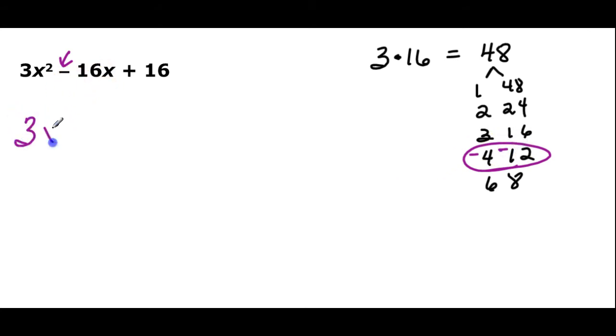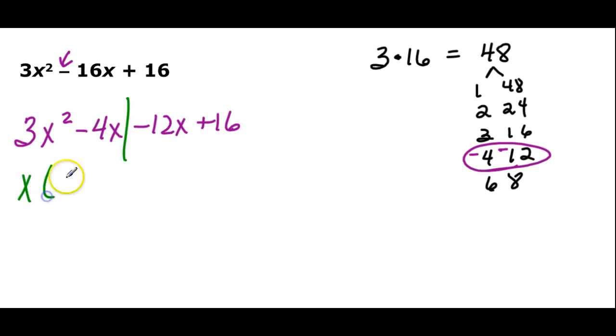So rewrite it with 4 terms. That's minus 4x minus 12x plus 16. Let's cut it in half. Common factor here is x. That gives me a 3x minus 4.